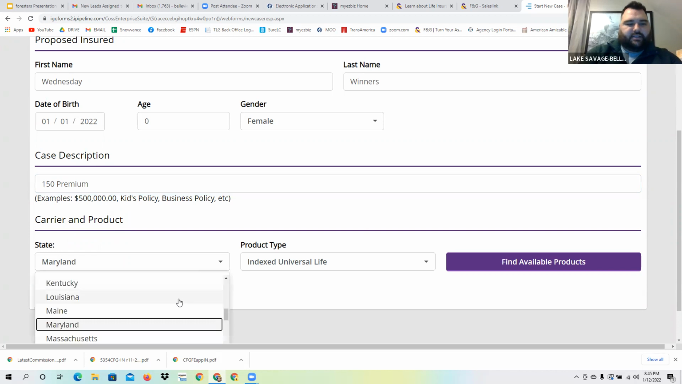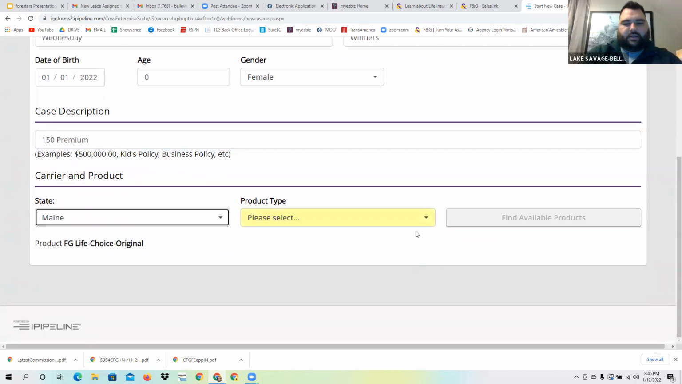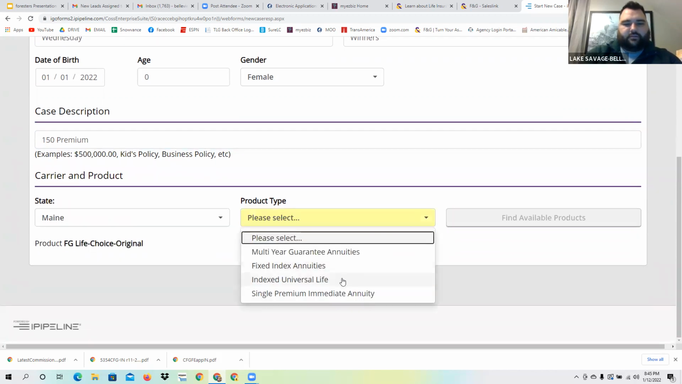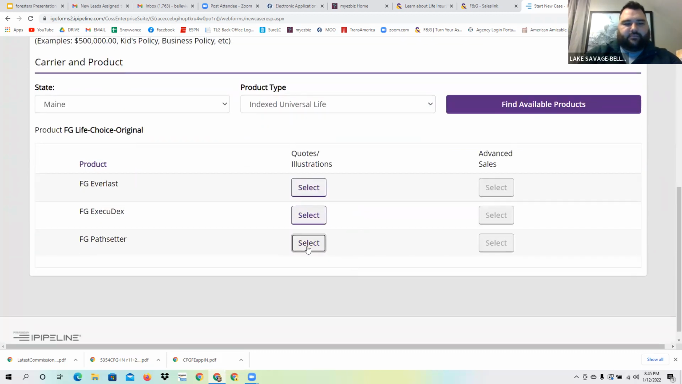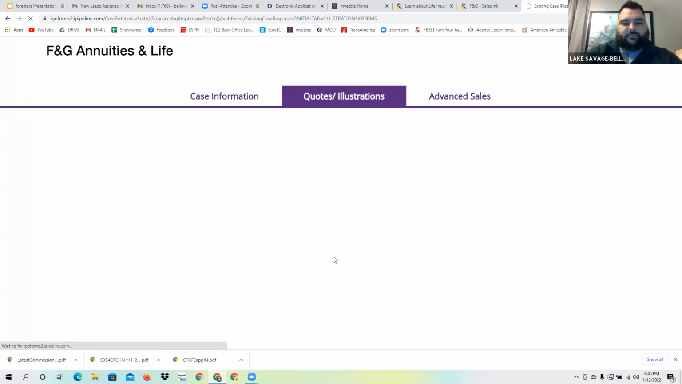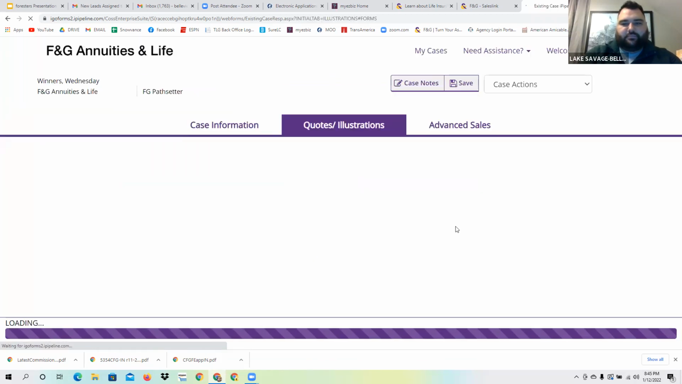So let's select the state. Maine, Indexed Universal Life. F&G Pathsetter. Don't ask me about the other ones. I don't know much about them. Right.